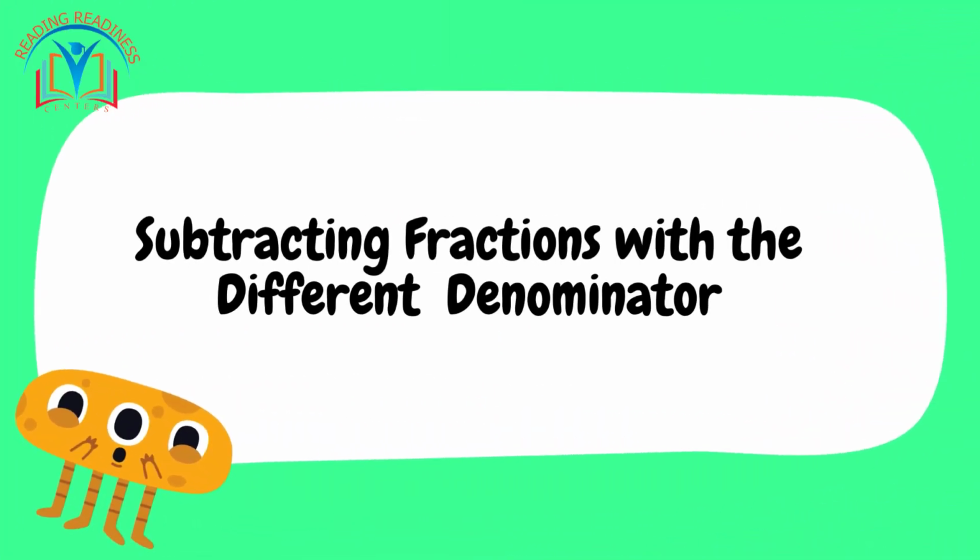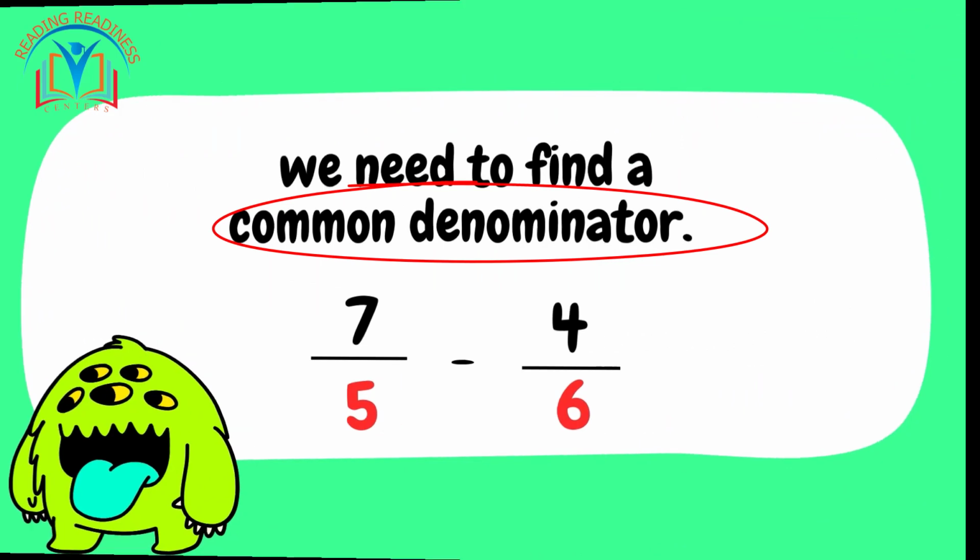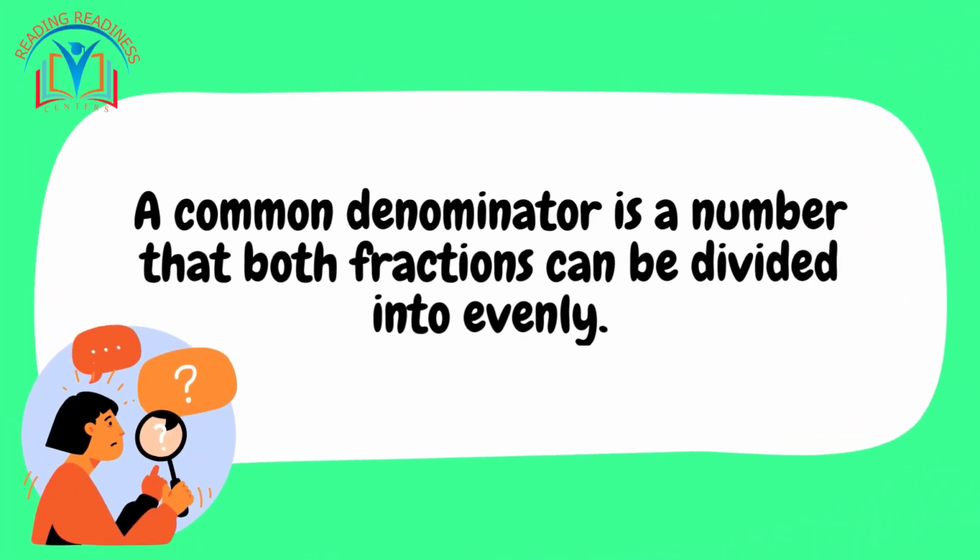Subtracting fractions with different denominators. When the fractions have different denominators, we need to find a common denominator. A common denominator is a number that both fractions can be divided into evenly.